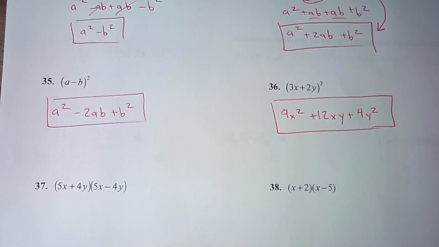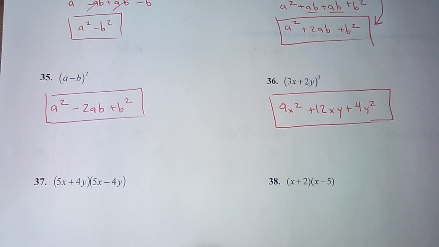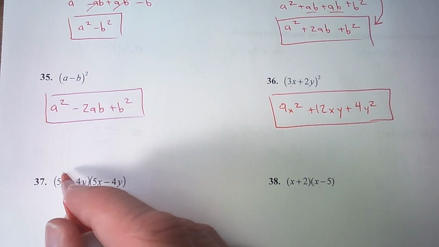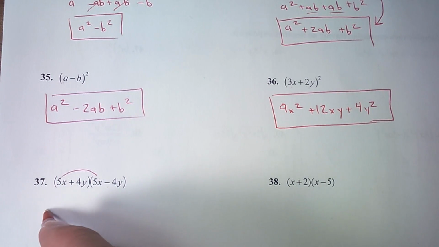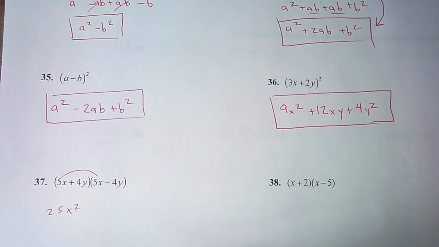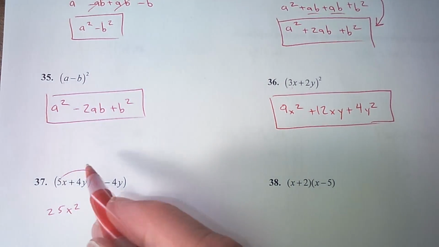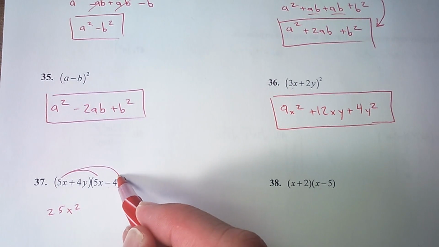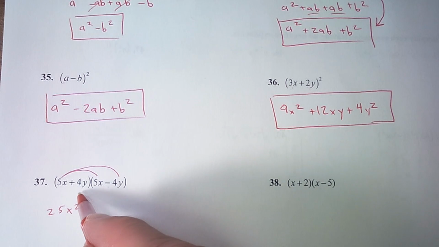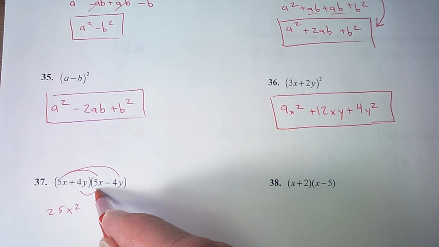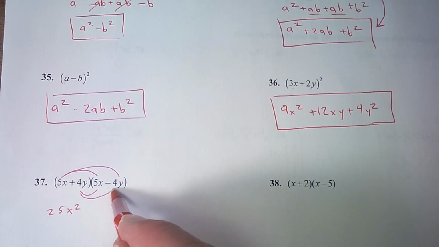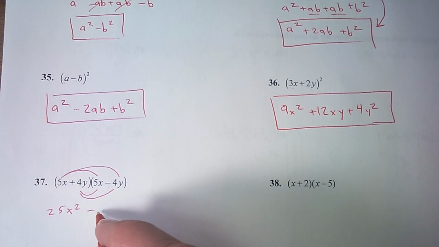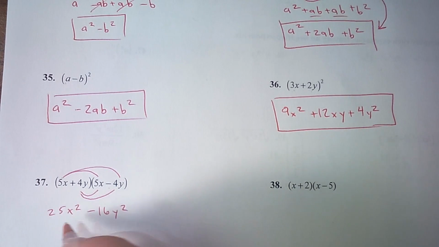Okay, number 37, I've got a pair of conjugates again. So I've got first term, 5x times 5x, that's 25x squared. Then I'm going to have negative 20xy. And then positive 20xy. And those two are going to cancel each other out. I'm not even going to write them here. Then I have negative 16y squared.